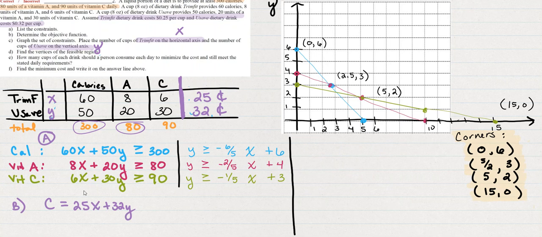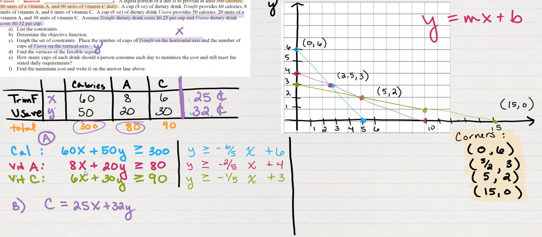After we have our constraints and our objective function, if we're going to graph these constraints, we're going to do that most easily by solving for y, so that we get our y equals mx plus b, where b is the y-intercept and m is the slope. So if I subtract 60x from both sides and then divide by 50, I get y is greater than or equal to negative 6/5 x plus 6. Subtract 8x for the vitamin A, the pink.